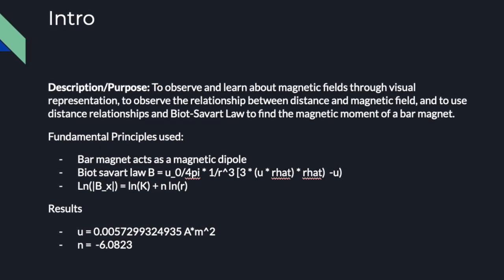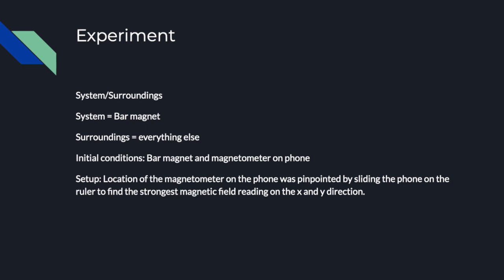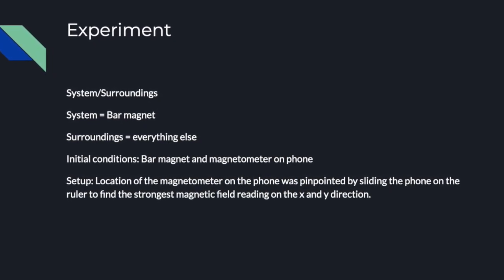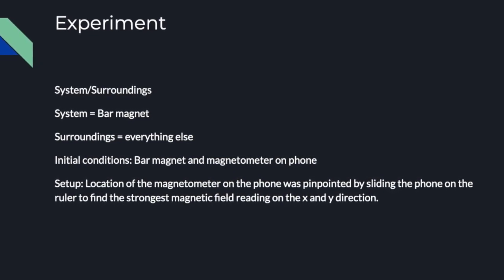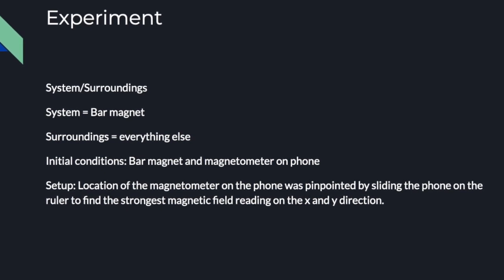The results were that μ equals approximately 0.006 and that n equals negative 6.0823. The system in our lab was the bar magnet and the surroundings were everything else. Our initial conditions had the bar magnet and the magnetometer on the phone, and our setup was that the location of the magnetometer on the phone was pinpointed by sliding the phone on a ruler to find the strongest magnetic field in the x and y direction.